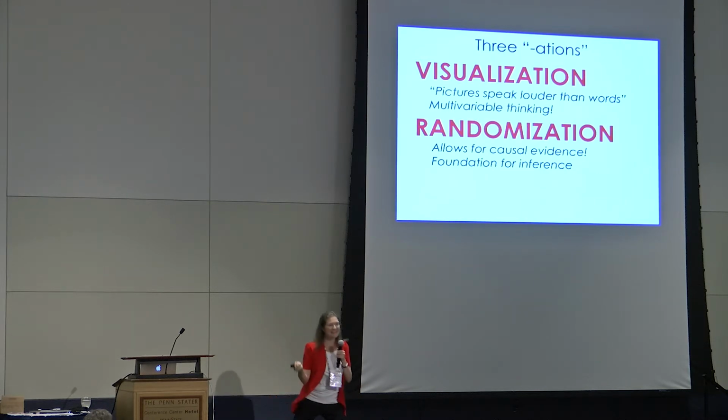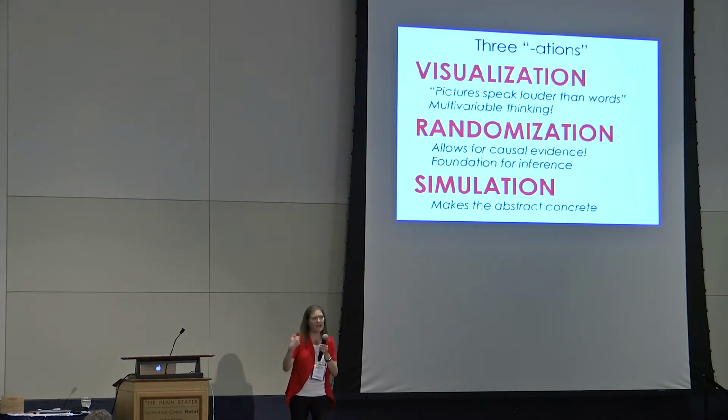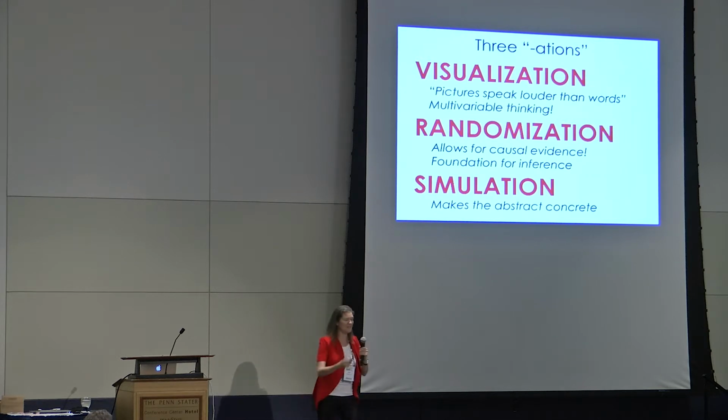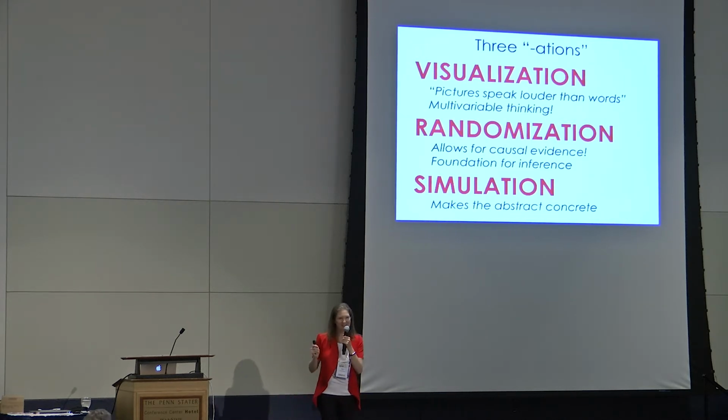Which brings me to the third A. I kind of just gave it away. But the third A is simulation. And I think throughout our courses, this can really be helpful as a tool to take really abstract concepts and make them very concrete, much more tangible for the students. They can get their hands on, is this random assignment actually yielding baseline differences or not? So there you have it. Those are the 3 As: visualization, randomization, and simulation.